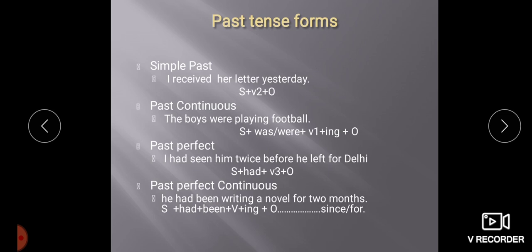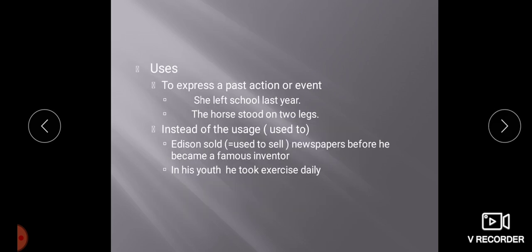Moving on. V2. This is the only tense that takes the second form of the verb, like to express a past action or event: she left school last year. The horse stood on two legs. Instead of the usage used to, like Edison used to sell newspapers before he became a famous inventor, we can rewrite it as Edison sold newspapers.